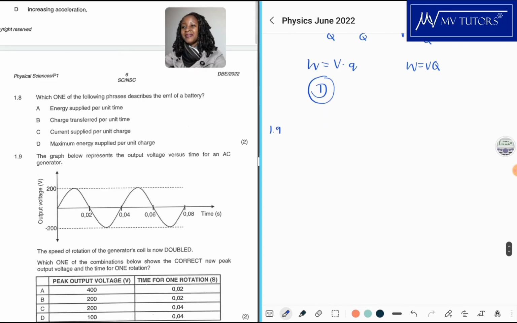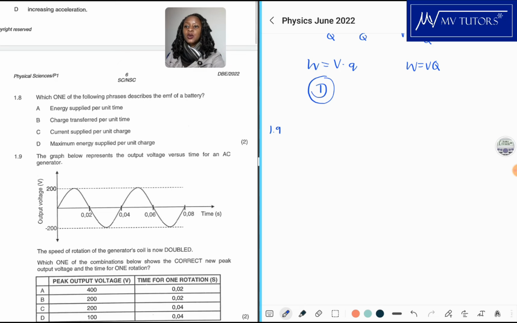Or are we? The graph below represents the output voltage versus time for an AC generator. Okay, alternating current. That definitely looks like a sine graph. It says the speed of rotation of the generator's coil is now doubled, right? Which one of the combinations below shows the correct new peak output voltage and the time for one rotation?